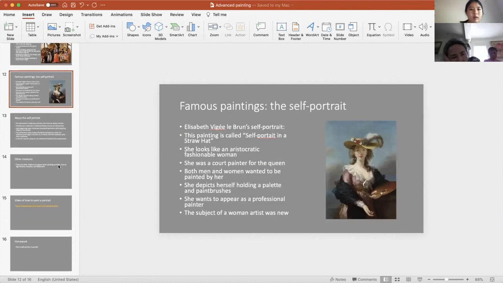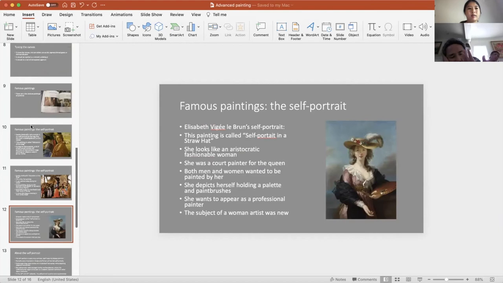Yeah, first of all, a comment: when you teach the steps in detail, like how to paint and what kind of brushes, you show the brushes, that's good. Okay.